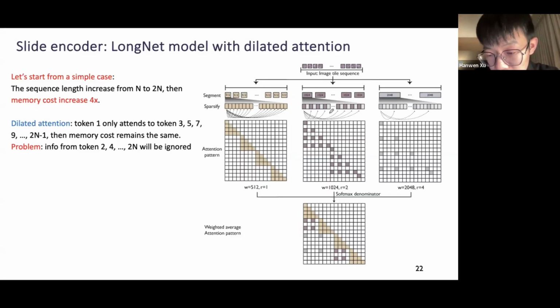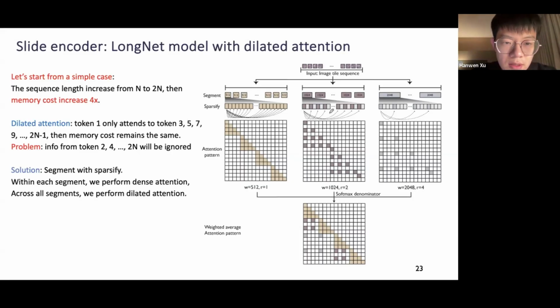Probably we need to check subtle morphological differences, and this dilated attention can easily ignore some important information for the downstream tasks, and that's not what we want. So the beauty of the LongNet model is that before we do the dilated attention, we first segment the long sequence into several segments or fragments. And within each segment, we still perform dense attention because each segment is pretty short. So we don't encounter any severe long sequence problem here.